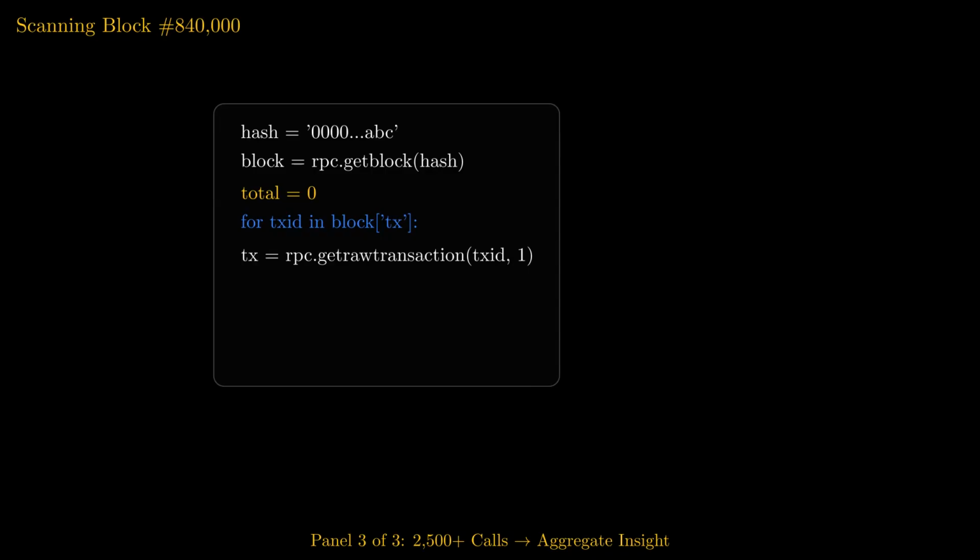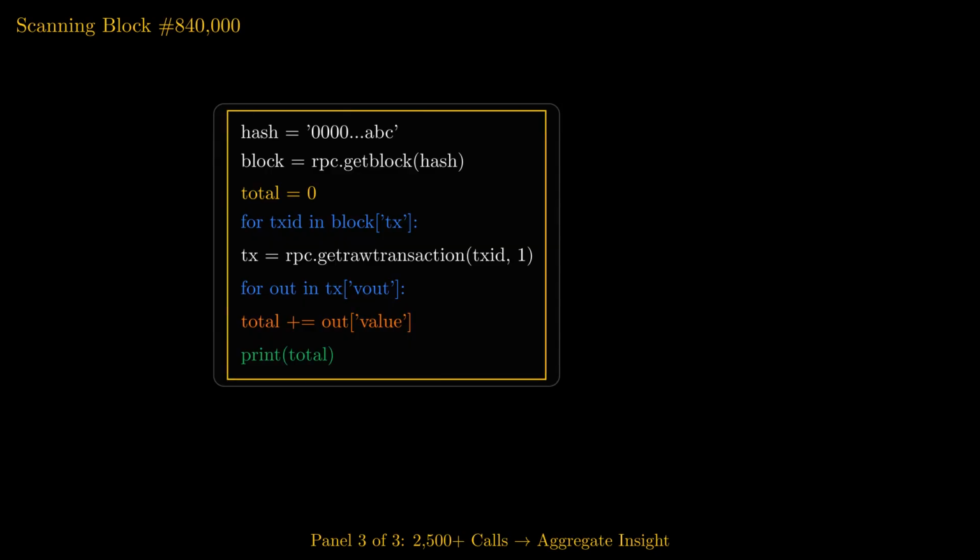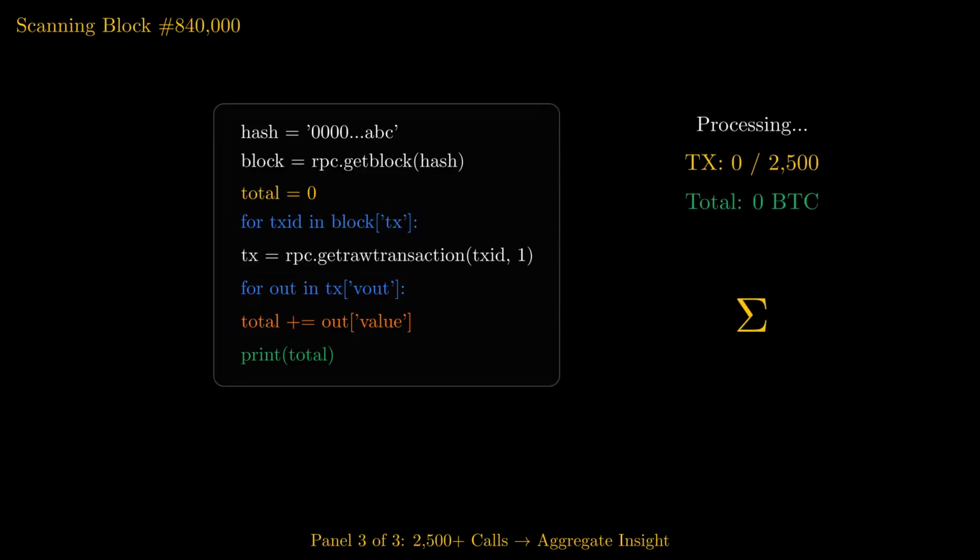For each one, call rpc.getrawtransaction with the TXID and verbose flag 1. Inside each decoded transaction, run an inner loop through the vout list. The outputs, each output has a value field in BTC added to the running total. That's the entire script. 2 nested loops, 1 extra RPC call per transaction. Run it. The script takes a few seconds, making over 2,500 individual RPC calls, fetching each transaction, summing every output.